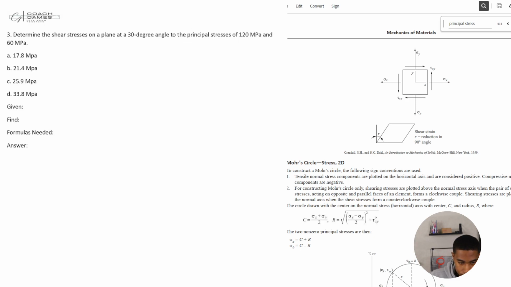All right, so this one says determine the shear stresses on a plane at a 30-degree angle to the principal stresses of 120 megapascals and 60 megapascals. Alrighty. So how do we go about getting this answer? First thing we want to do is write out our givens. They give us an angle, which is 30 degrees, to the principal stresses of 120 megapascals and 60 megapascals.